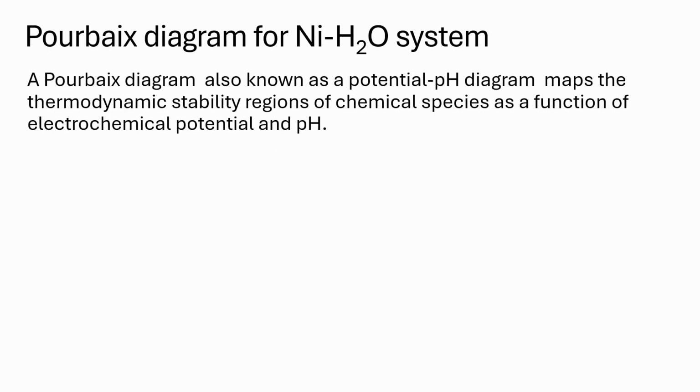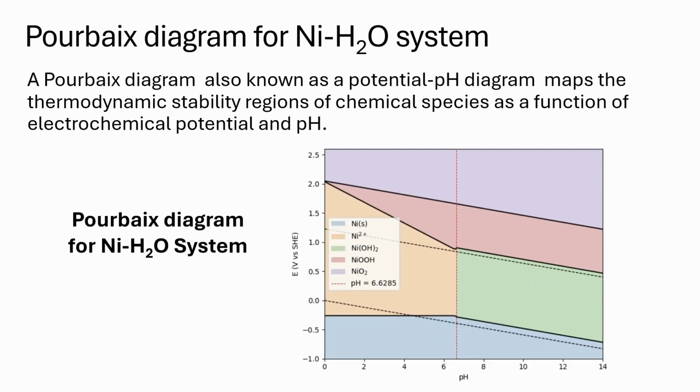A Power diagram, also known as a potential pH diagram, maps the thermodynamic stability regions of chemical species as a function of electrochemical potential and pH. It is widely used as an electrochemical stability map in various electrochemical applications, including electrodeposition, catalysis, and others. This is a typical example of Power diagrams for the nickel water system, which we will learn how to construct in this screencast.